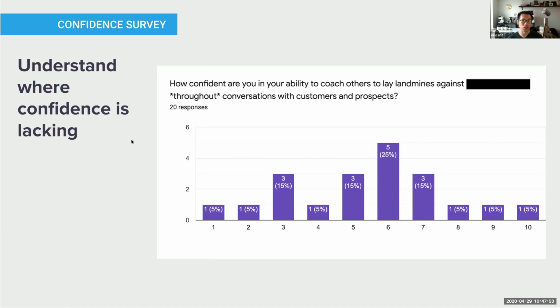I actually would suggest you ask this question twice in a slightly different format. So you actually might see a difference in terms of when you say coaching versus just in terms of laying landmines. And I would expect that the second question, you would get a lean more towards the right-hand side, being more confident.